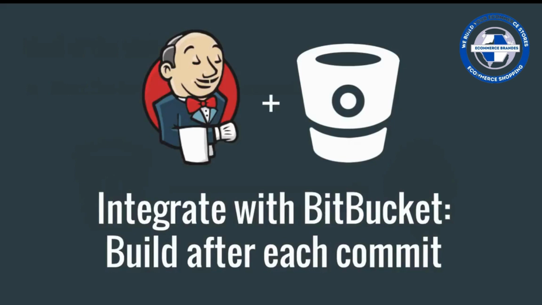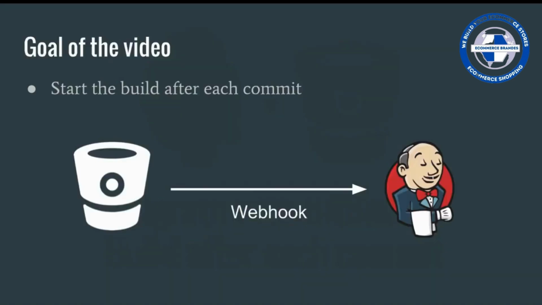In the previous video, I showed you how you can get your source code out of a Git repository and into Jenkins. However, this also required us to manually start the Jenkins build process. In this video, we're going to set up Jenkins so that a build is started after each commit to our repository on BitBucket. To do this, we're going to create a webhook on the BitBucket website. This webhook will notify Jenkins of all new commits and will send some information along with it. This information includes the branch the commit was made on, the name of the repository, and so on.